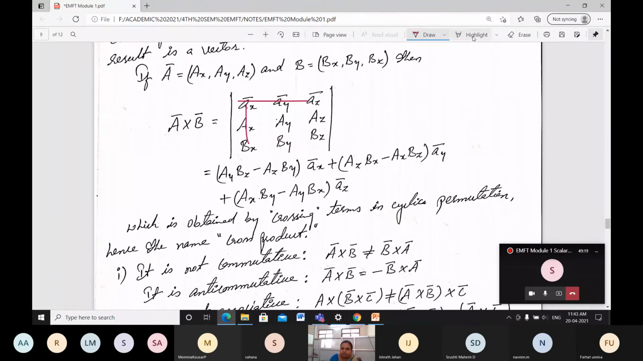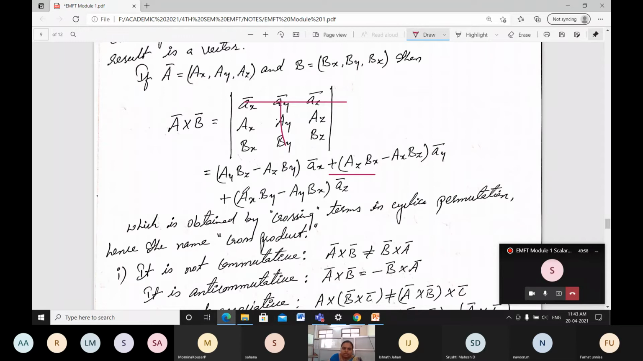Then if I find my Ay bar, skip this, then observe here what I am actually doing: minus of Ax Bz minus Az Bx we should write here. What I did, that minus sign I multiplied within. For that reason what I wrote is Az Bx minus Ax Bz into Ay bar. Okay, don't get confused here by what I did.